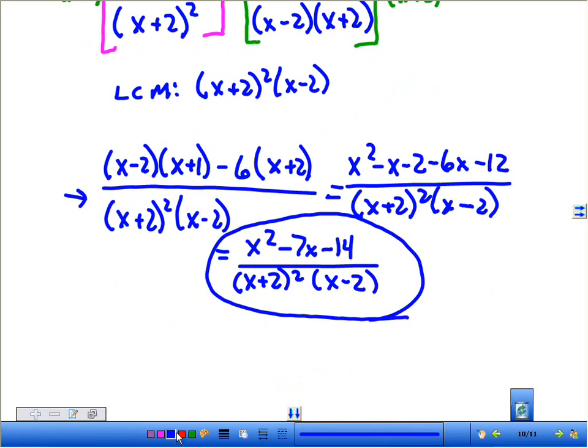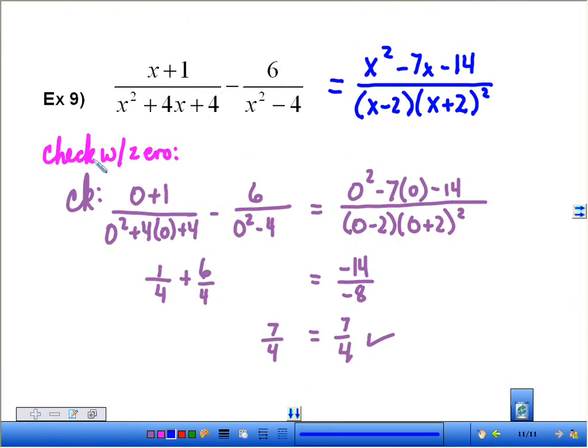Now, what if you wanted to make sure that your answer was correct? You can check it. If you will, check with a 0. Plug a 0 in for x in the original, and plug a 0 in for x in your answer. Then evaluate that and see if they're equal.